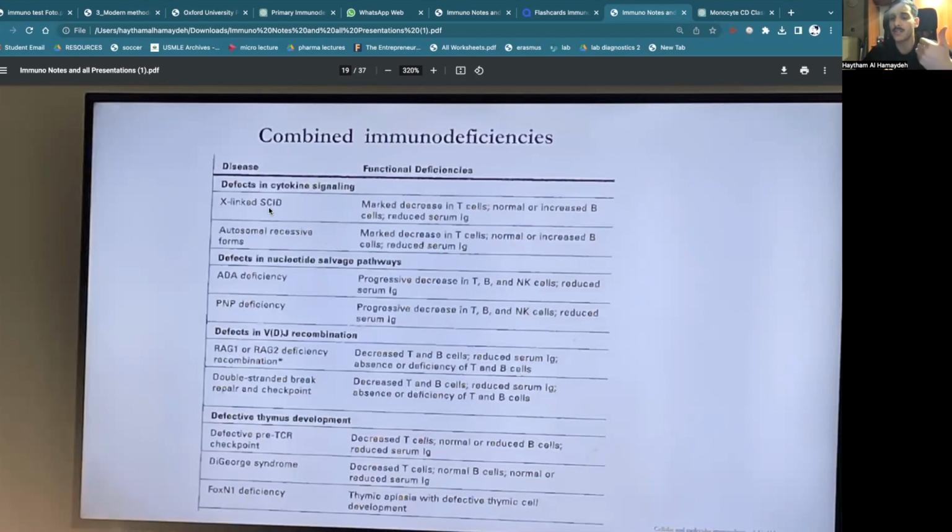Basically, there's a decrease in T cells, there's either an increase or decrease in B cells, or an increase in B cells sometimes, and reduced antibody. Okay, so they'll all talk about those three factors, and generally in all of them, there's a general decrease in everything. Okay.